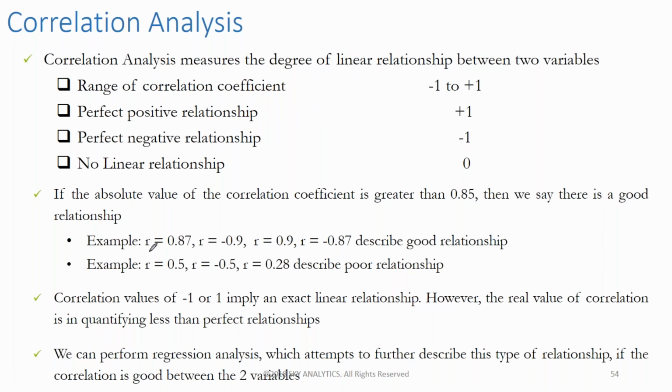So if your R value is greater than or equal to 0.85, and R is equal to minus 0.9, plus 0.9, minus 0.87, it is called a strong or good relationship. Coming to this, if your R value is 0.5, minus 0.5, 0.28, this describes your poor relationship because all are less than 0.65.